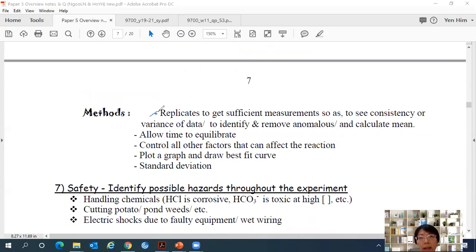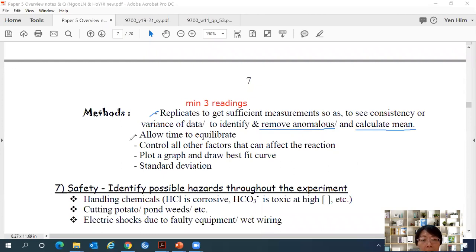First, of course, replicates. Replicates means you must repeat the experiment, and at least you must have 3 readings, and only using the 3 readings do you calculate the mean. Make sure you remove any anomalous readings before you calculate the mean. So take 3 readings, remove the anomalous, and then calculate the mean. Minimum 3 readings. Replicate, 3 replicates.